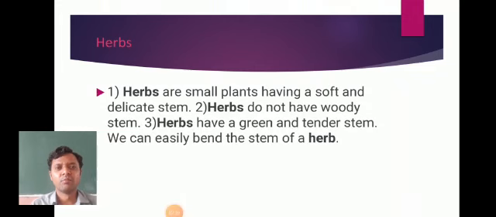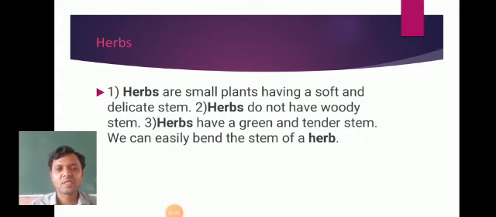Moving on, let us see some examples of shrubs. Examples of shrubs are rose, tulsi, lemon, jasmine. These are the examples of shrubs. Now we will discuss what herbs are. Herbs are small plants having a soft and delicate stem. Here herbs have a soft and delicate stem.